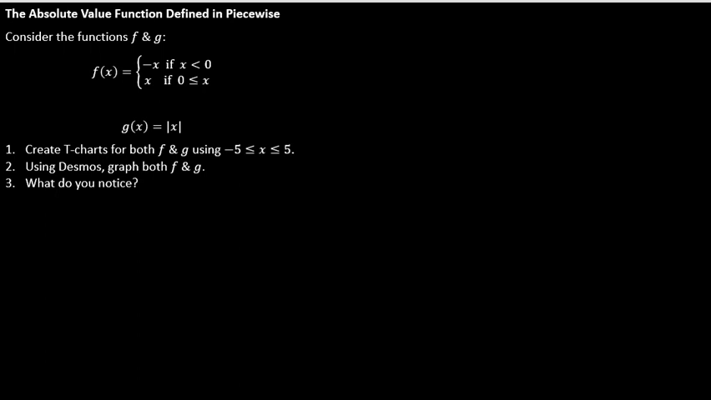Okay, so consider the functions f and g. Right now we're going to talk about the absolute value function, and we're going to define it piecewise. So here's f, here's g. I'm asking you to create t-charts and use Desmos to graph both f and g. I'm also asking you, what do you notice? I want you to do that on your own. Go ahead and figure it out.